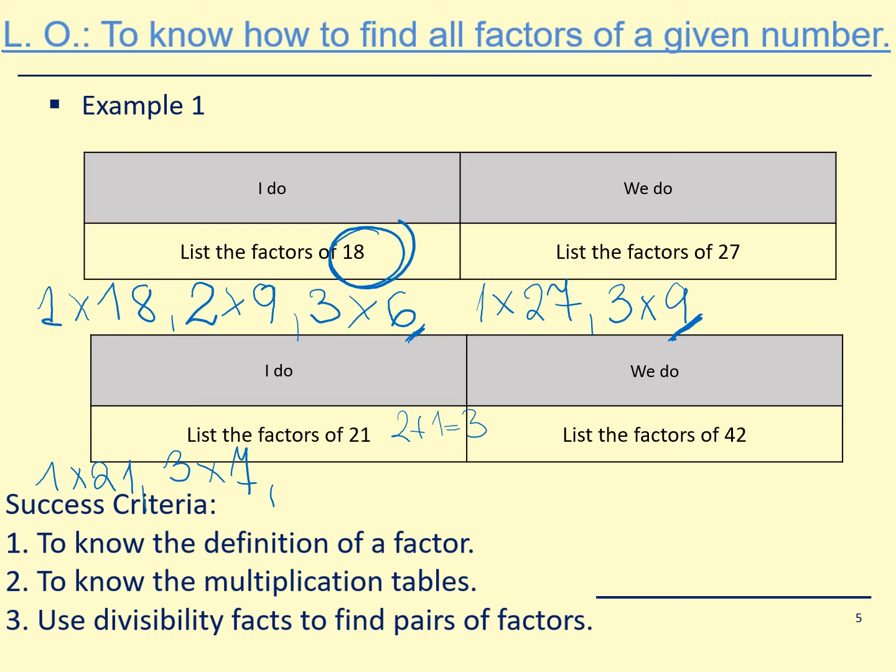4, no, because it's not divisible by 2, so it is not divisible by 4. 5, no, it does not end in 0 or 5. 6, it is not divisible by 2, so it's not divisible by 6. 7, oh, 7 is already here, so there are no more factors. 21 has exactly 4 factors: 1, 3, 7, and 21. Now pause this video and find all the factors of 42.